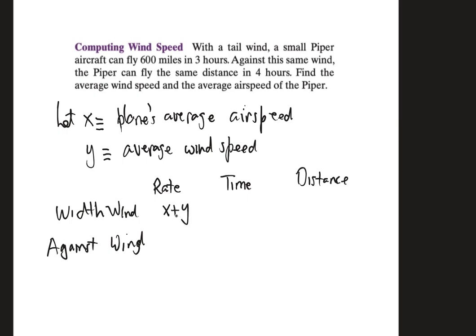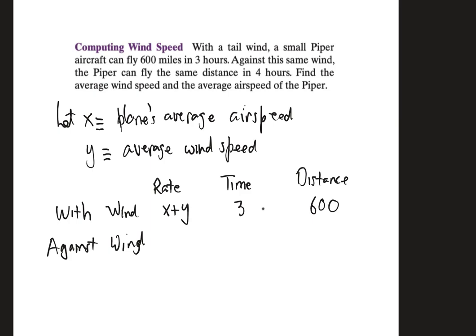And we were told when it's flying with the wind. Wait a second. Why did I use... Oh, I used with. Again, I was thinking geometrically. This is with, W-I-T-H. Man, that was embarrassing. All right, so that's our rate, x plus y. And then with this speed, it takes the plane 3 hours in order to fly 600 miles.